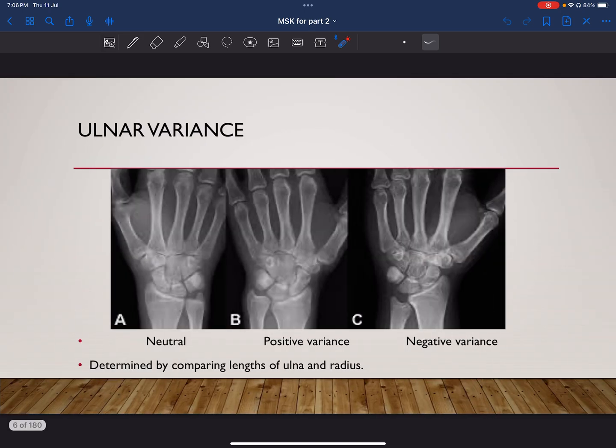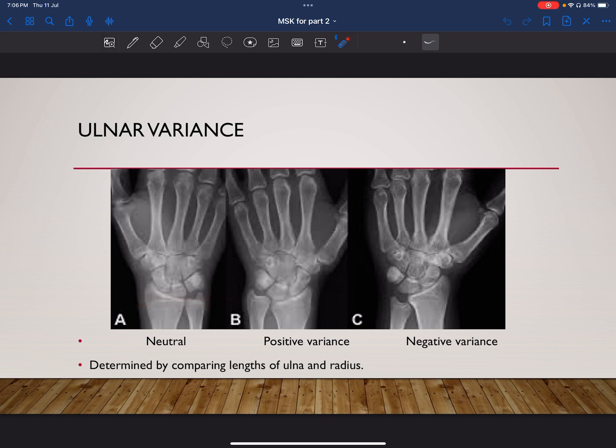Then we go to ulnar variance, as we saw in class 2, that is the chronic type of TFCC injury. First we see what is normal. The neutral position is these two. There is a straight parallel line. Both of the distal ends of the radius and ulna are in a straight line.